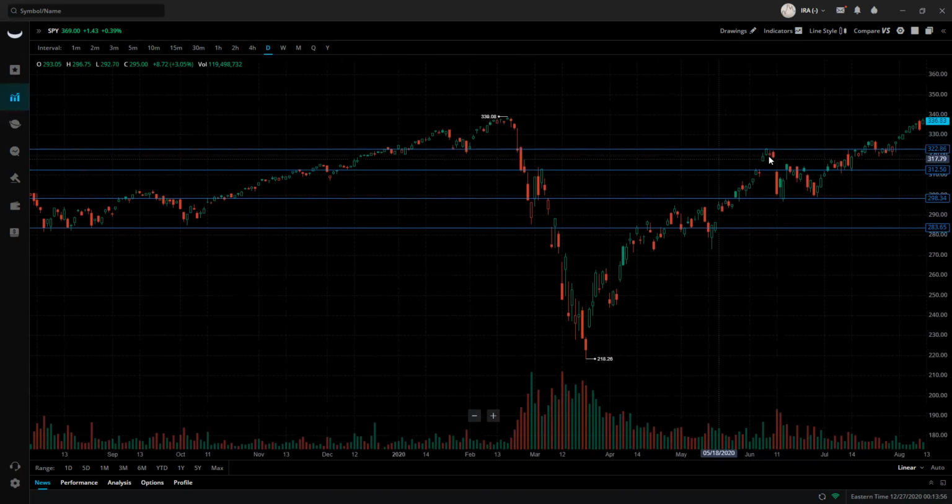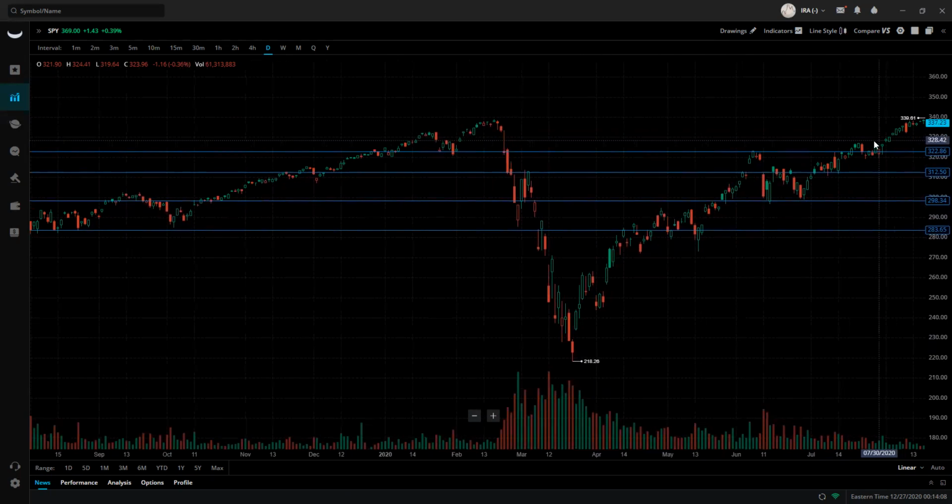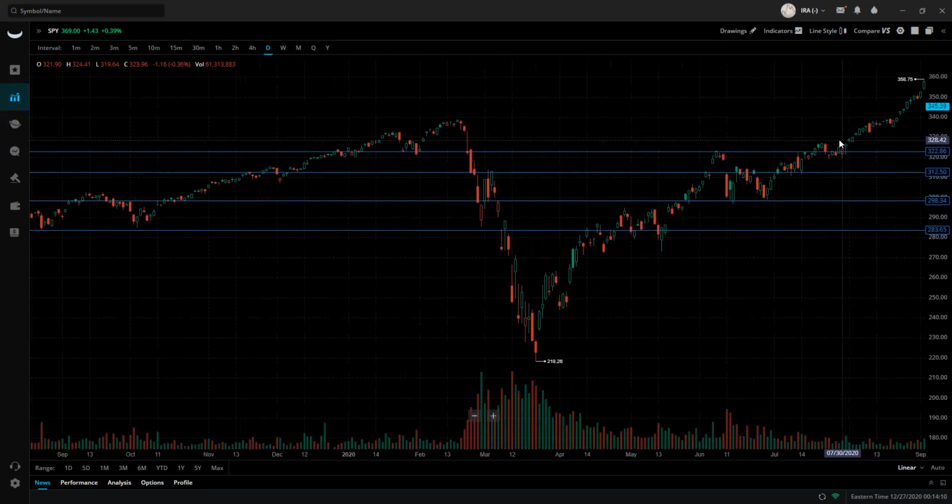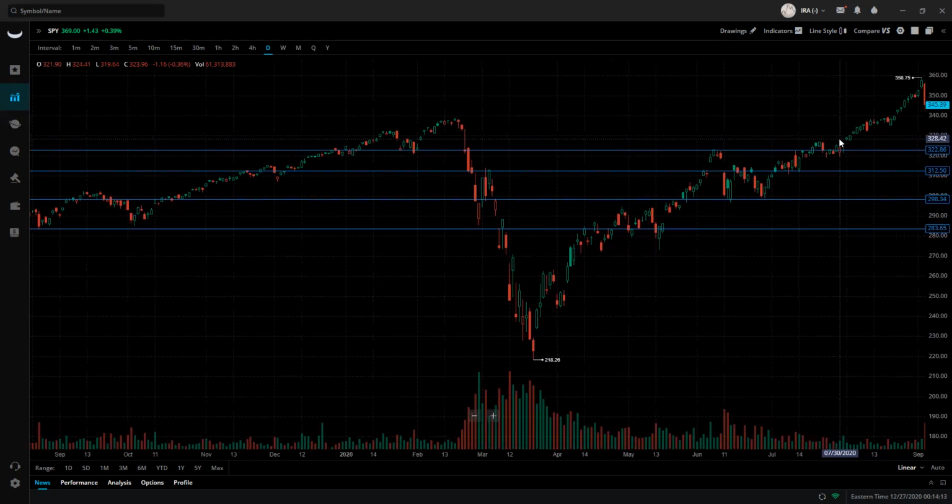And as you can see, this 322 level, right? Resistance once, resistance once more here in July, right? And then once this resistance broke, boom, the market went higher all the way to the beginning of September. So this is another perfect example of how you want to trade resistance and support. Once resistance breaks, it's bullish. Once support breaks, it's bearish, right?